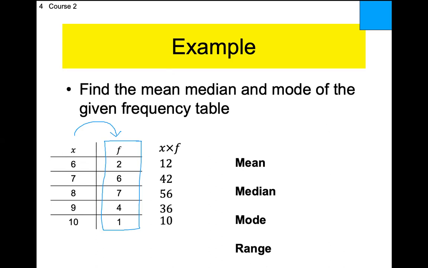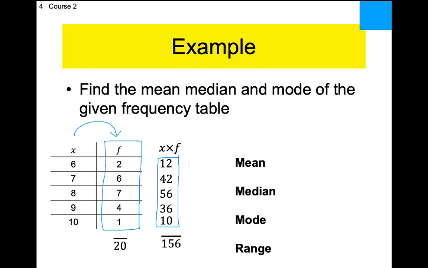To calculate the mean, what you have to do now is add up the second column and the third column. So I'm adding up these 2 columns in blue separately. I'm going to add up that middle column. 2 plus 6 is 8. 8 plus 7 is 15. 15 plus 4 is 19. 19 plus 1 is 20. I'm going to add up the third column. Can't do that one in my head. Well, maybe I can. Let's see. 12 plus 42 is 54. 54 and 56 is 110. 110 and 36 is 146. 146 and 10 is 156. Okay, there we go.